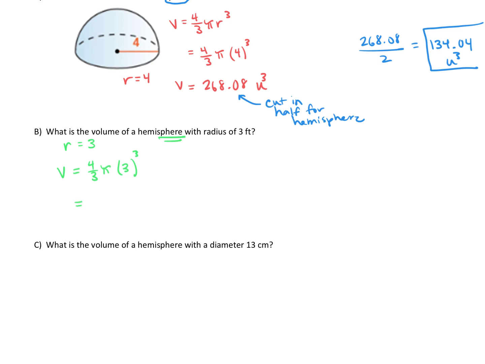We calculate that out, and we get a volume of 113.10. We know our unit this time, so feet cubed. That's the volume of the sphere. Now for the hemisphere, we're going to cut that in half. 113.10 divided by 2 gives us 56.55 feet cubed for the hemisphere.